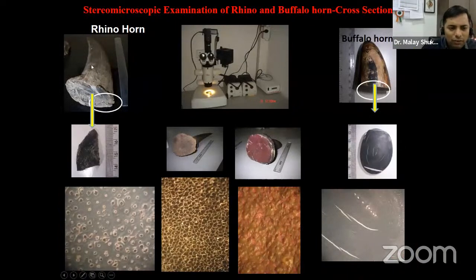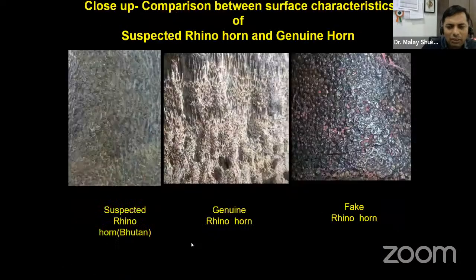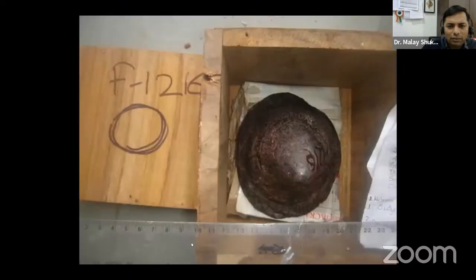So suppose this is a rhino horn. We took the section of it. We found under the microscope that there are cellular pores emerging out of the base of the rhino horn, which will not be present in the fake one. You can see here, this is all fake. This is all fake rhino horn, and this is a genuine rhino horn where we found the cellular pores. So that is one of the easiest ways to identify whether it's a genuine rhino horn or not. Basically, it's a keratinous material, a tuft of hair fused together.